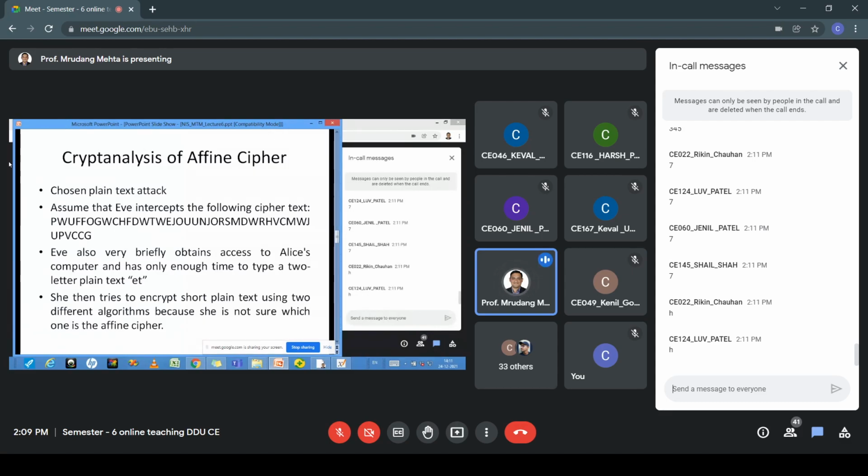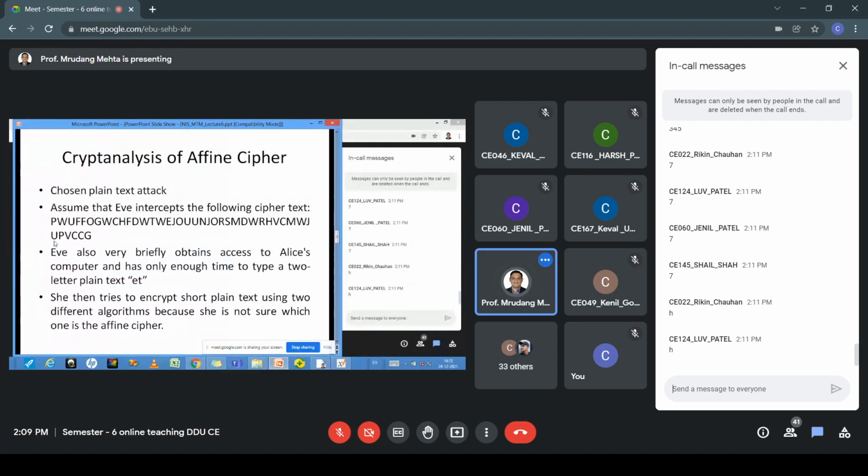Okay, in this chosen plaintext attack, let us assume that Eve intercepts the following ciphertext, right? So a long ciphertext is given, as you can see on this slide. Now, what is the attacker supposed to do? The attacker is supposed to find out the keys of the affine cipher to decrypt this text, right?